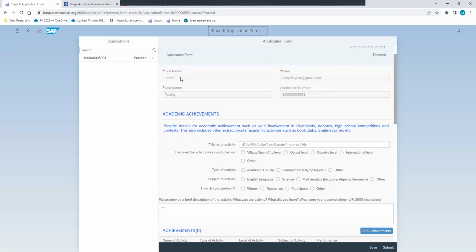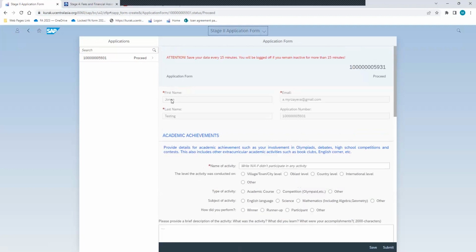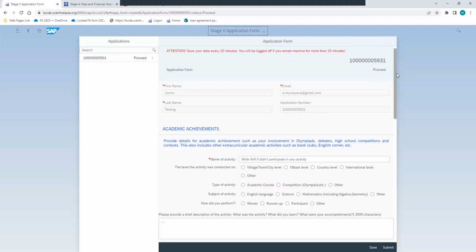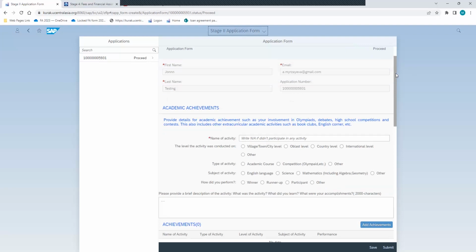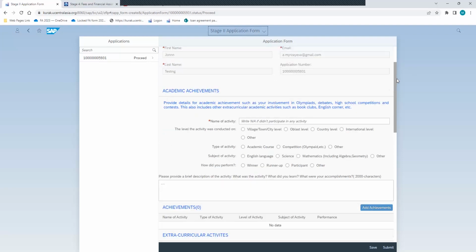So let's say here you have first name. This is a test application, so please do not think that this is something else. You see that my first name is John, last name is Testing, and there's an email. It is already filled automatically, and you will have your application number here. Here you will have the email that you shared with us before starting all the stages to apply to UCA.